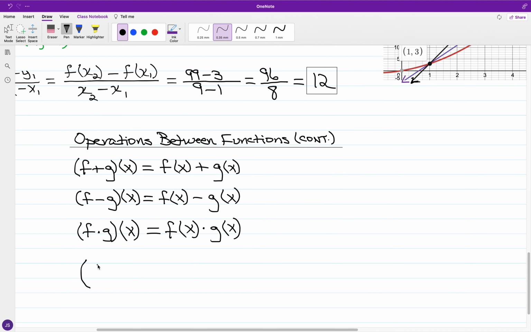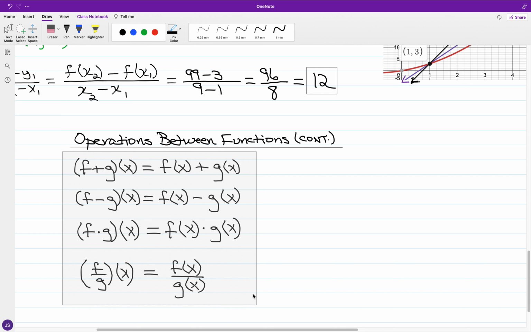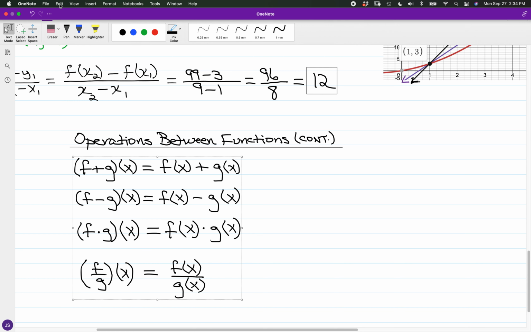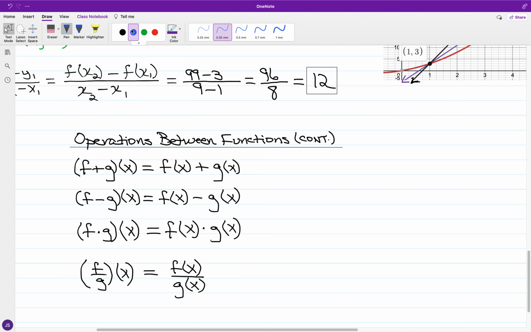And once again, for the quotient function, f over g of x, this is the quotient expression whenever we have f of x divided by g of x. And once again, just repeating.